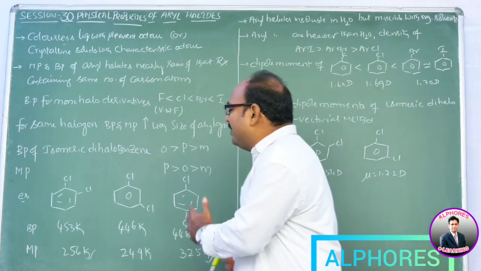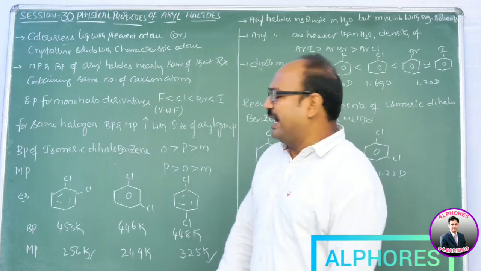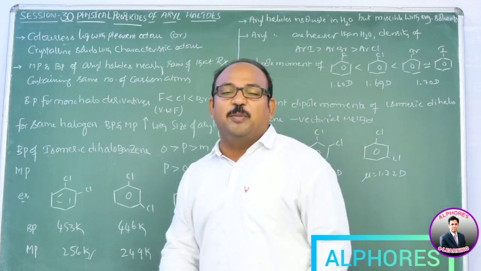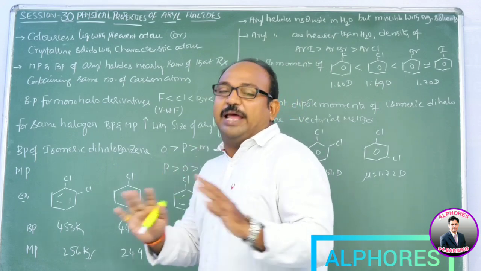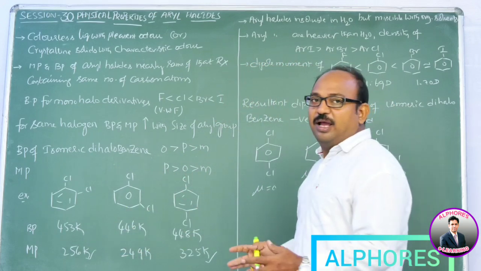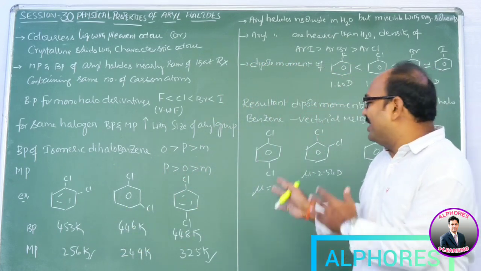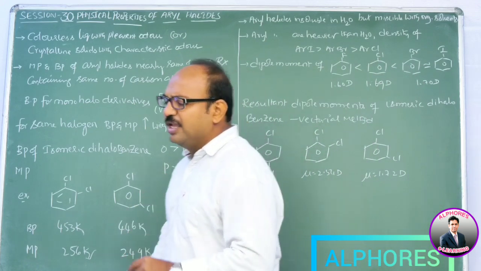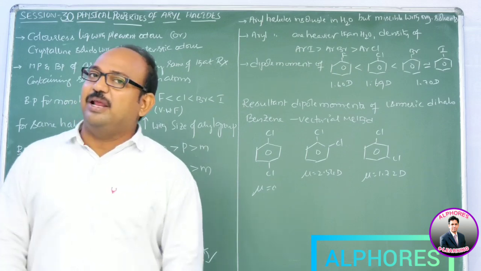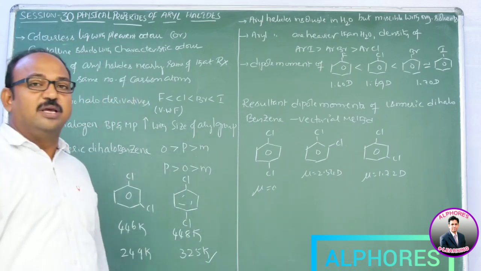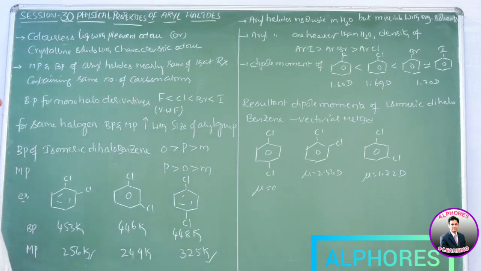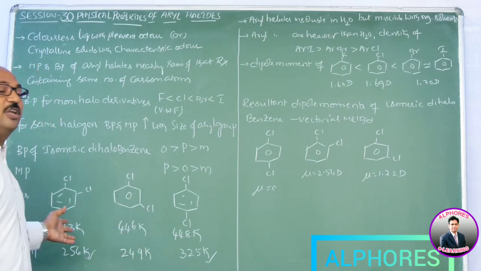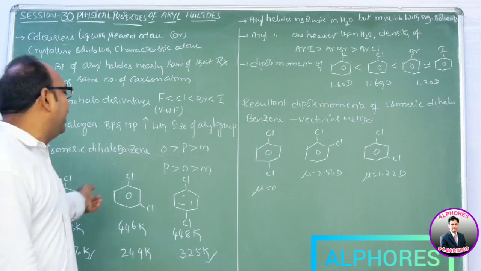So why this much variation in melting points, and why not that much variation in boiling points? And why boiling points are going to vary from ortho to meta and meta to para? What is the reason behind it? Let us have a look here. Mainly, boiling points depend upon intermolecular forces. Here, in which case intermolecular forces are very high, in which case intermolecular forces are very less, that we need to think.